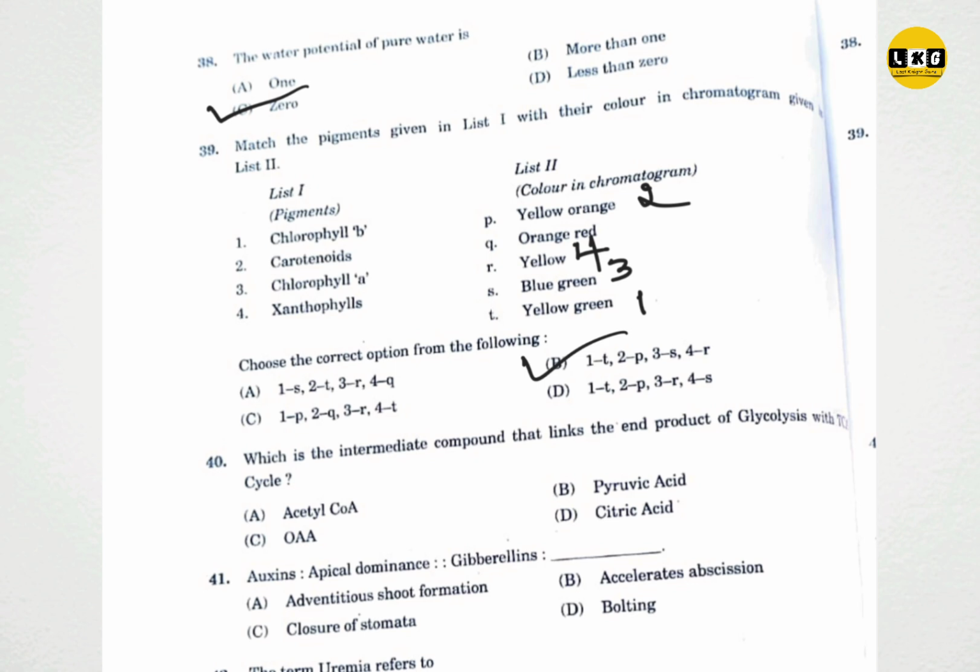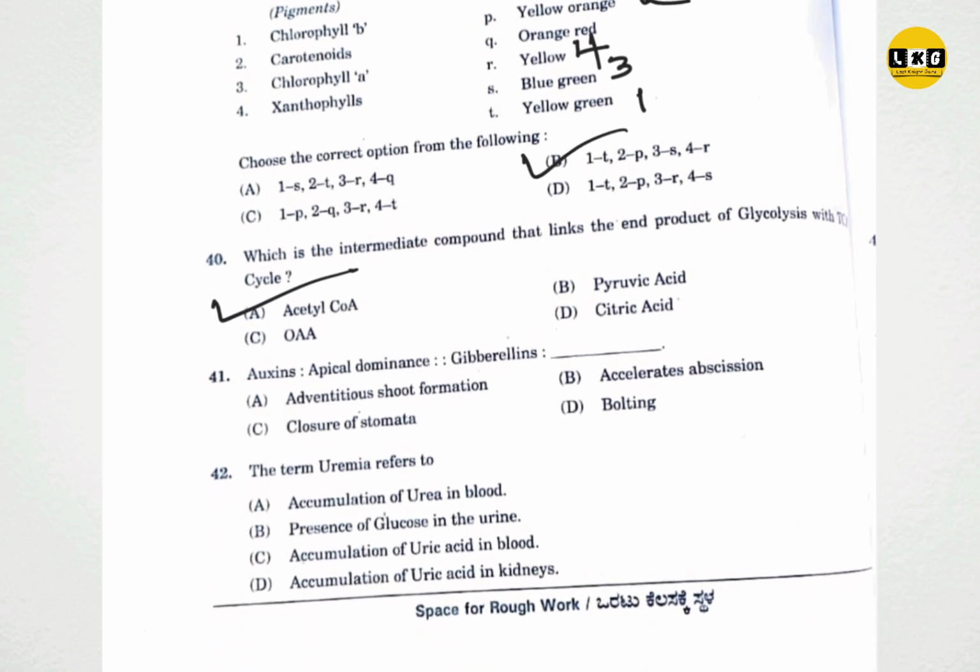So the link between the TCA cycle and glycolysis is acetyl-CoA. Option A. Next, 41. Auxins show apical dominance. What about gibberellin? Gibberellin induces bolting. So what is bolting? It is a sudden growth of the plant before flowering. It is seen in cabbage and beet.